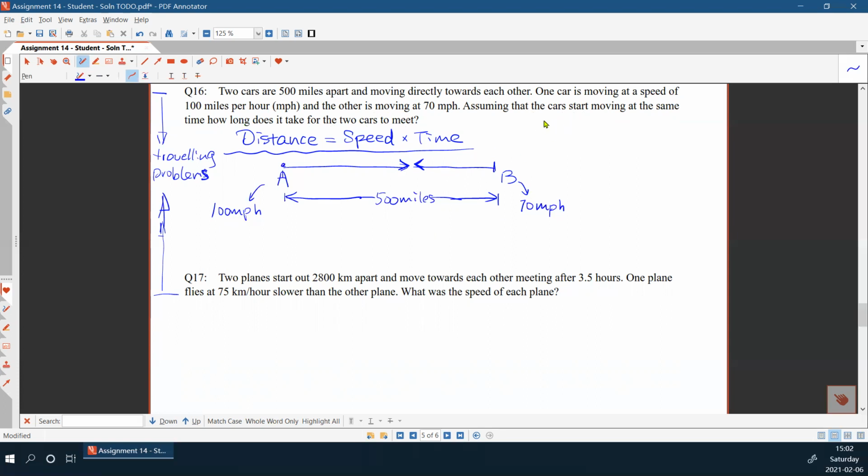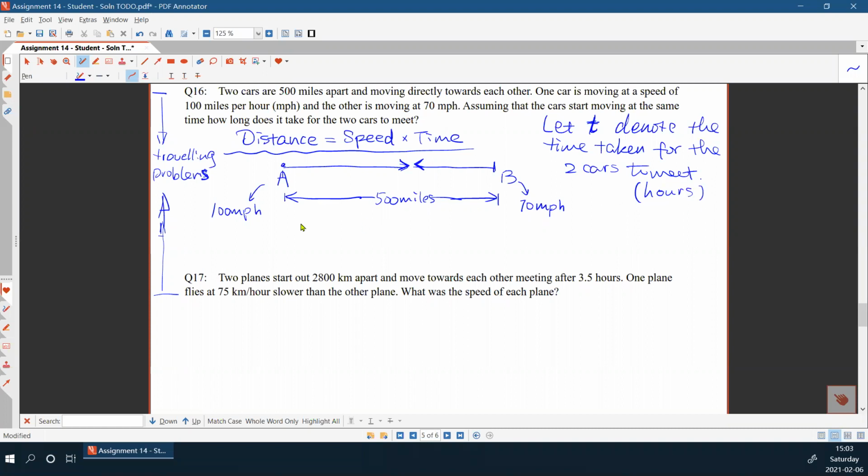Okay, let's use letter T because it asks for a time, right? So this time, let's use a different letter. Let T denote the time taken for the two cars to meet. Okay, and don't forget the unit. The unit is hours.